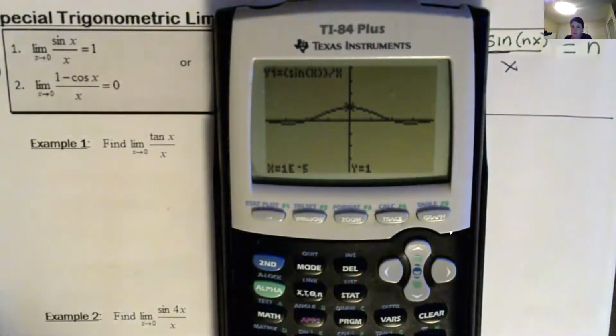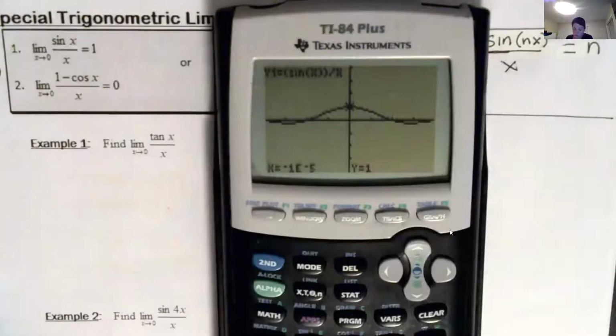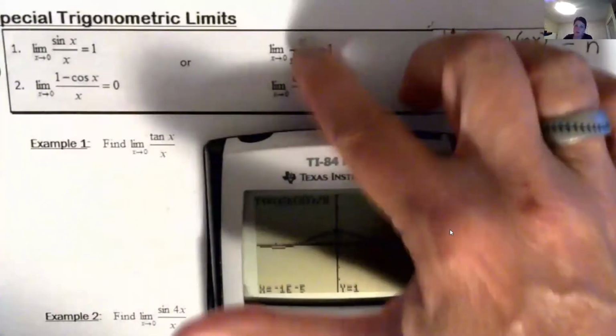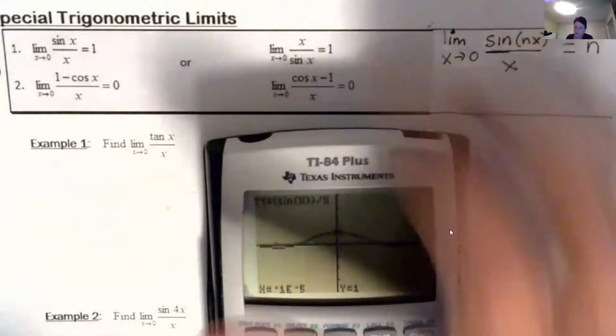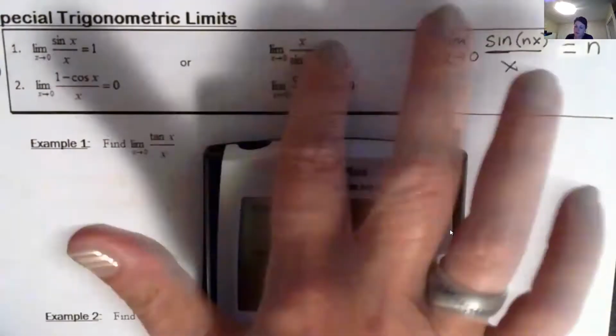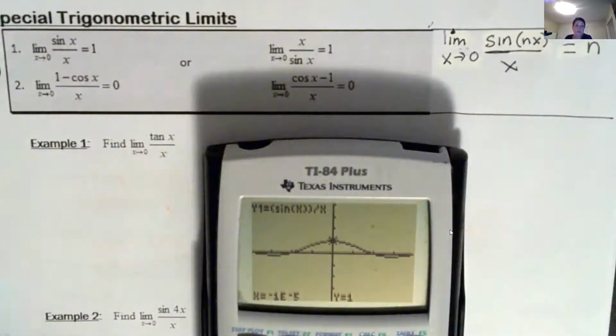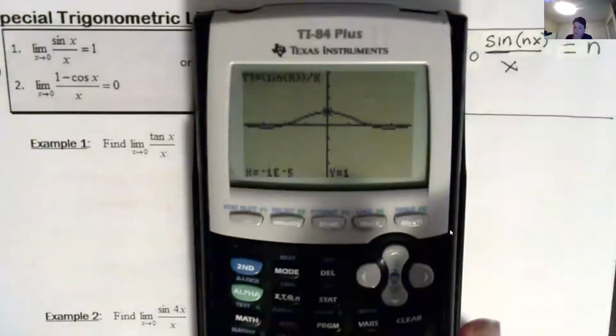And then if I go to the left of 0, so negative 0.0001, we're still approaching 1. Okay? So that is that first one. And notice that their reciprocal statements are the same values. So you're not memorizing two different things. You just have to remember that if you take the reciprocal of it, it's still equal to 1.